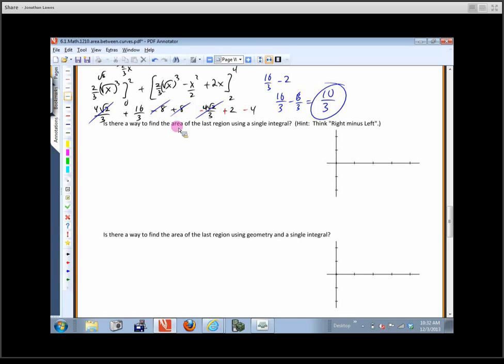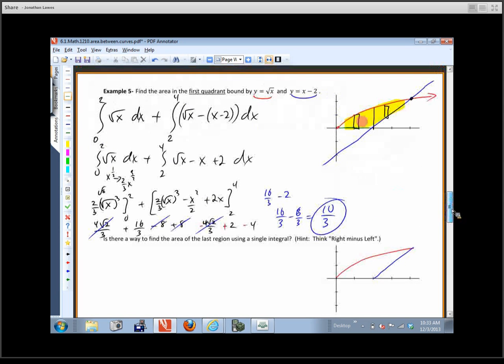Could I find this area? So let me draw these curves again. Could I find this area using one single integral? So this is the area that I'm after right here. Could I do it using one single integral? Well, we use integrals to add up these rectangular slices. And the problem that we had up above was, if I draw a rectangular slice like this, I've got a different top and bottom for each of these little intervals right here. From 0 to 2, it's one top and bottom, and from 2 to 4, it's another top and bottom.